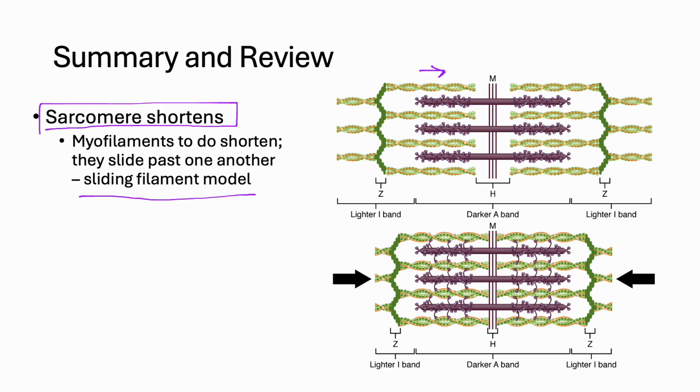Now, the H zone gets smaller. The H zone was the area in the center that only had the myosin and no actin. As the actin slides toward the center, then obviously that H band is also going to get smaller and smaller. But again, the actual filaments don't shorten. The sarcomere does, but not the actual filaments.